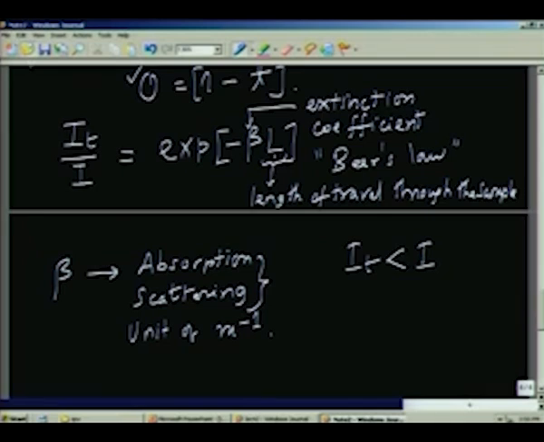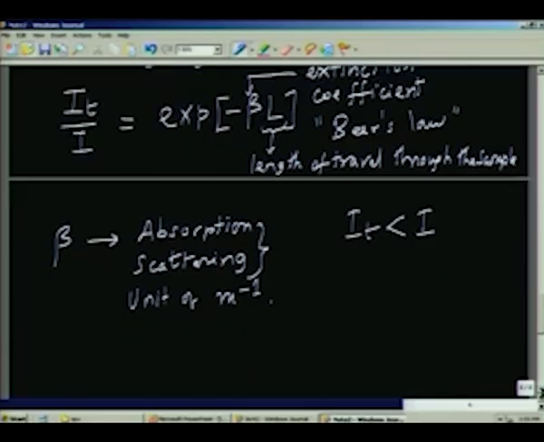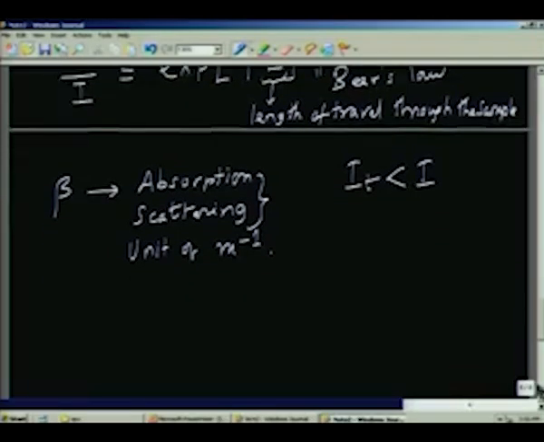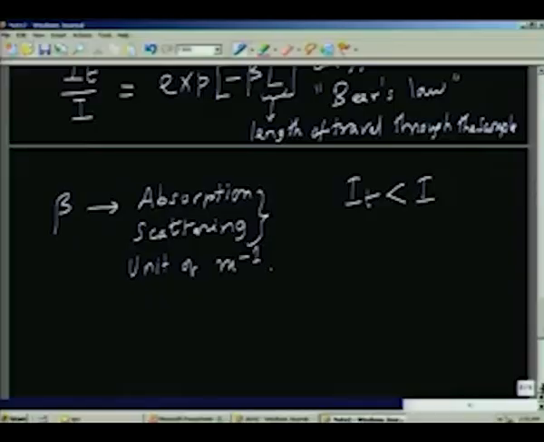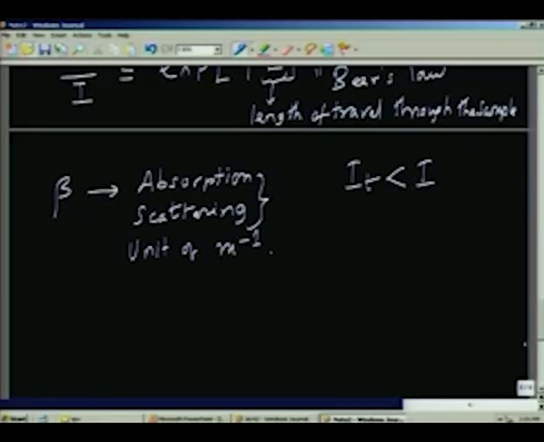If you know the properties of the particles that are present, like their absorption and scattering properties, then I can find out how many particles are there, what is the particle density and so on. These are all possible, but that requires a lot of information. It is not easy to do that.